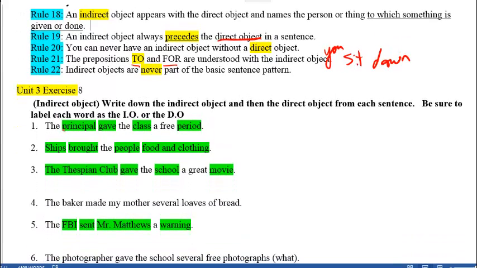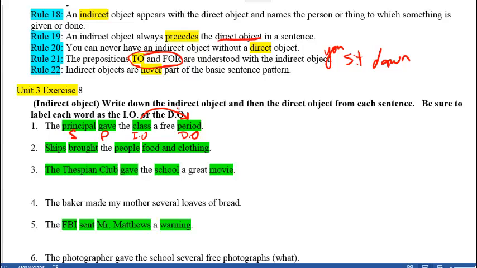So let's take a look at this example here. Principal is our subject. Gave is the predicate. Class is the indirect object. Period is the direct object. Now, you remember when I said you can insert a form of to or for to test it? I could say the principal gave to the class a free period. Notice also that the indirect object will precede the direct object.